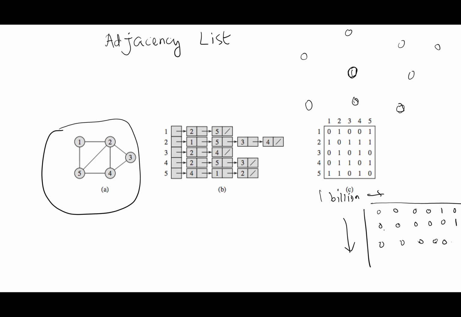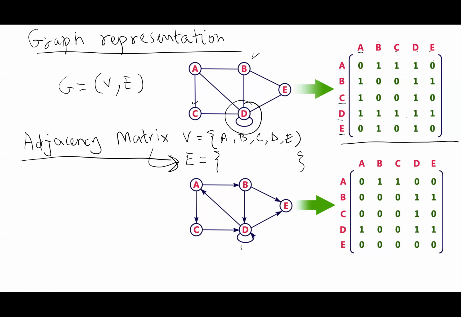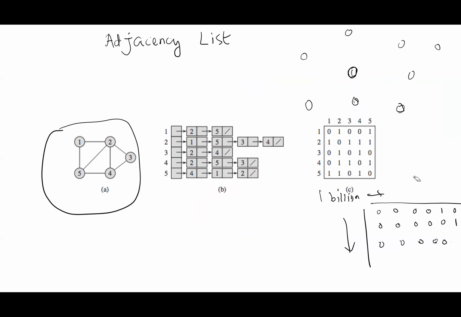So we are actually wasting a lot of memory just to store a little bit of information, right? The adjacency matrix is good for a dense graph. But if you have a huge matrix where most of the values are zero, then it's a wastage of memory. In that case, an adjacency list is better.